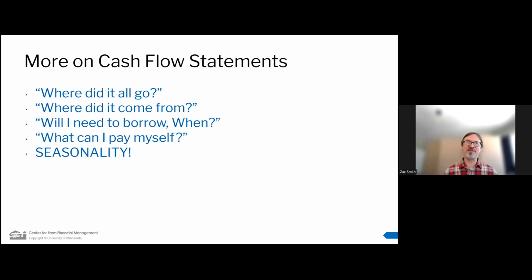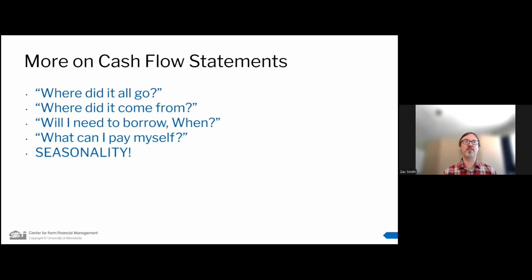On cash flow statements, what I like to say is, it's answering these questions. Where did it all go? Meaning, mostly, where did all the cash go? Where did it all come from? And will I need to borrow, and when? Usually when you're putting together a cash flow statement in a projection format, you're going to notice where there are perhaps some gaps in financing.